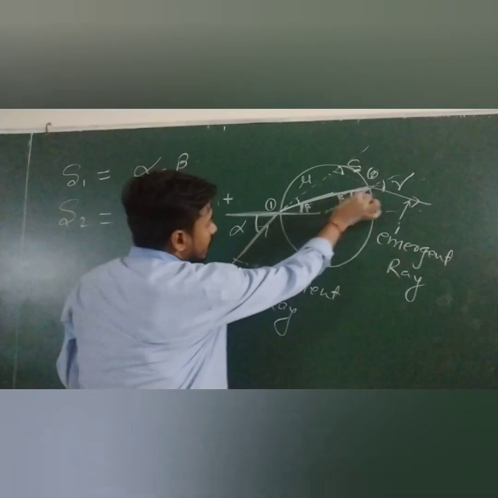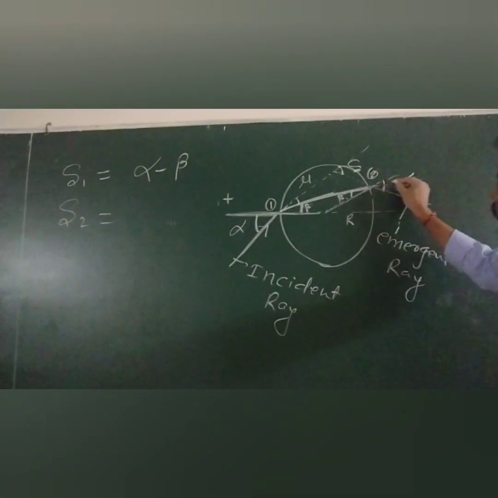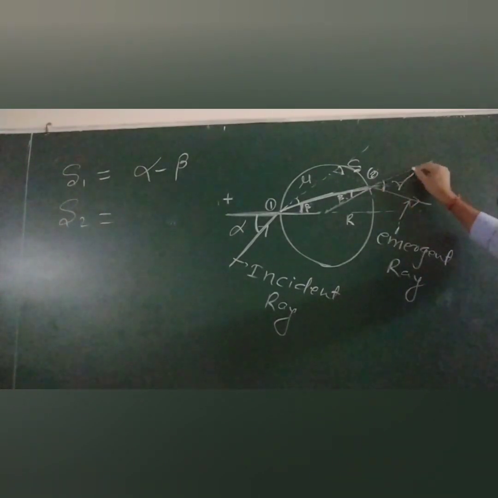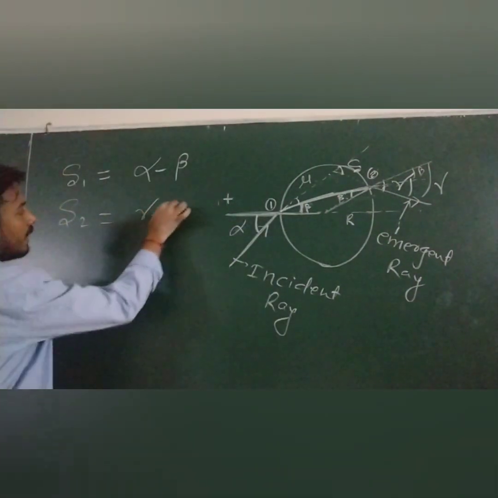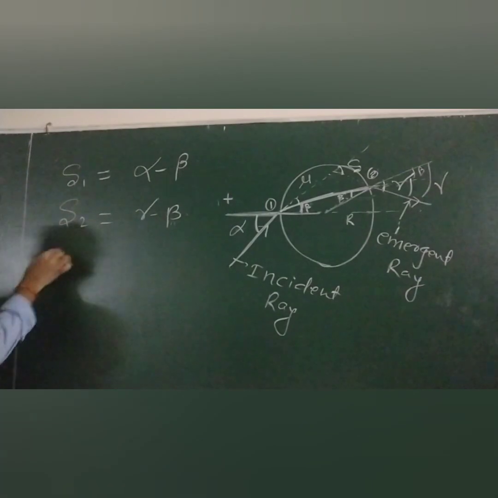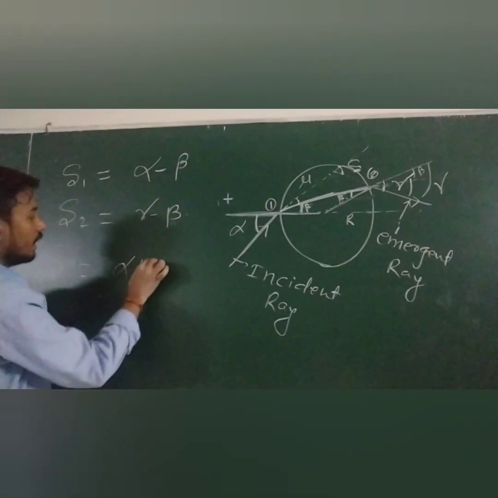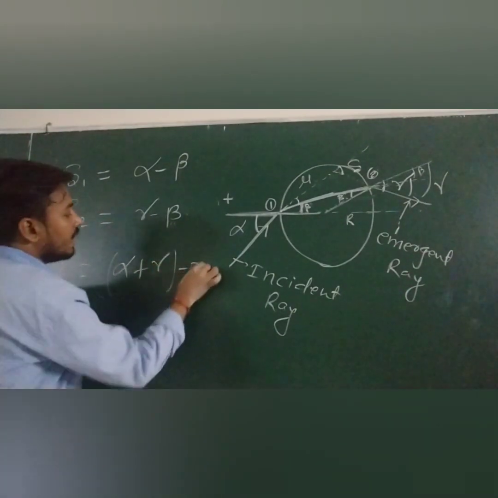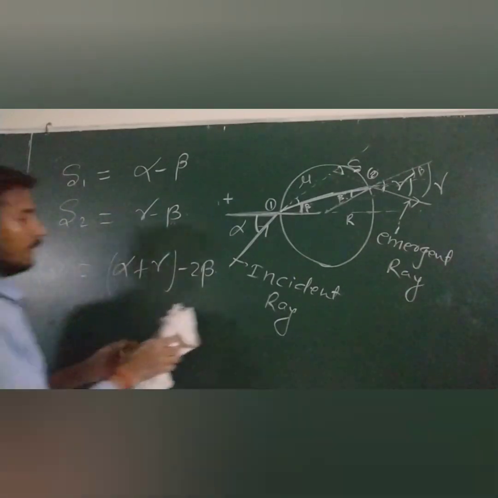See, this ray has to go like this. If the medium is not present, then this light will go like this, and this is the normal. So this angle is beta and this angle is gamma. So this becomes gamma minus beta. So the total deviation becomes, my dear, alpha plus gamma minus 2 beta.